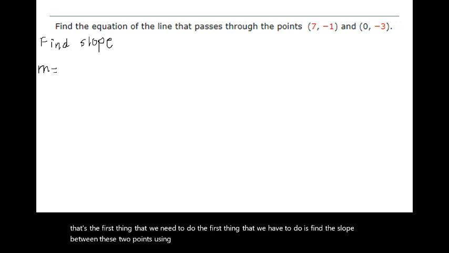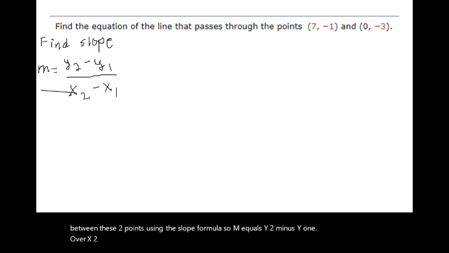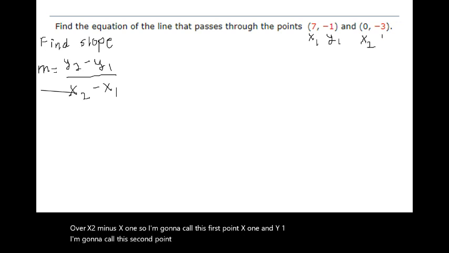So m equals y2 minus y1 over x2 minus x1. I'm going to call this first point x1 and y1. I'm going to call this second point x2 and y2. Then I'm going to plug each of these into their appropriate spots in the slope formula.